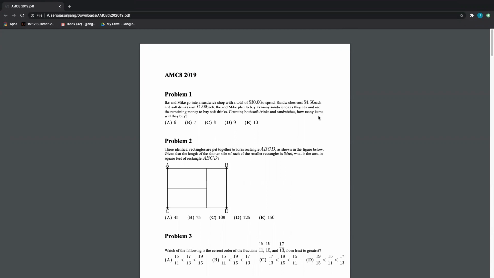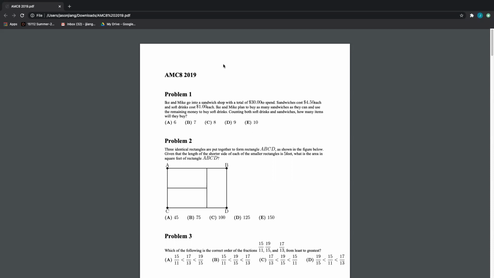Okay, so we start with question one. Ike and Mike go into a sandwich shop with a total of $30. Sandwiches cost $4.50 each, and soft drinks cost $1 each. They plan to buy as many sandwiches as they can and use the remainder for soft drinks. So counting both soft drinks and sandwiches, we want to know how many items they'll buy.